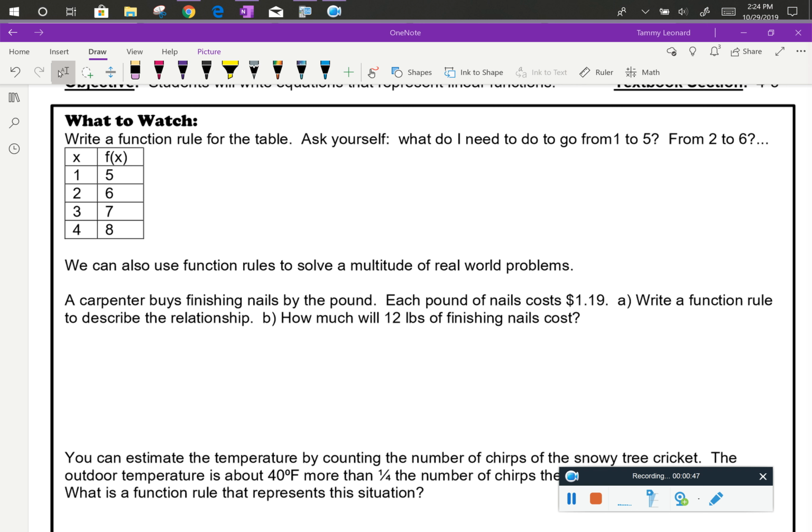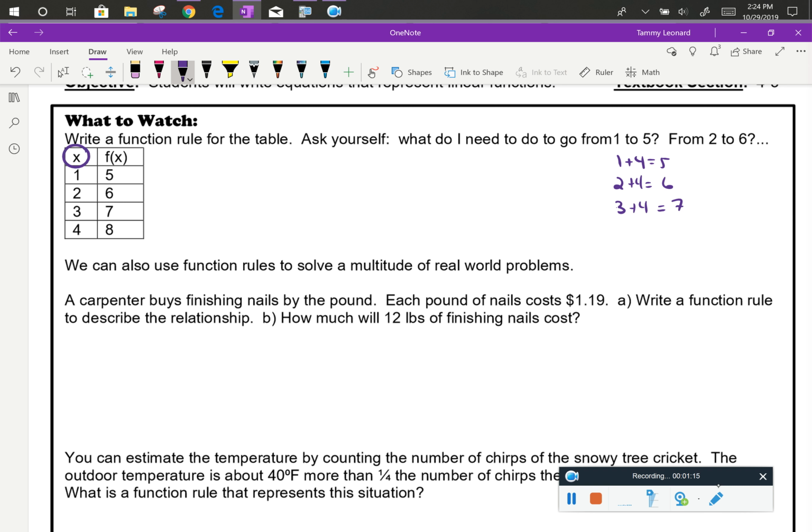So if I'm thinking about how to get from 1 to 5, I might be like, oh, well, if I added 4, that would get me to 5. So then I would want to check that rule, and I would say, okay, then that has to work for 2. If I start with 2 and I add 4, hey, look, I get 6. And if I start with 3 and I add 4, I get 7. Notice that's following the pattern in the table. So in this case, the rule's not too bad.